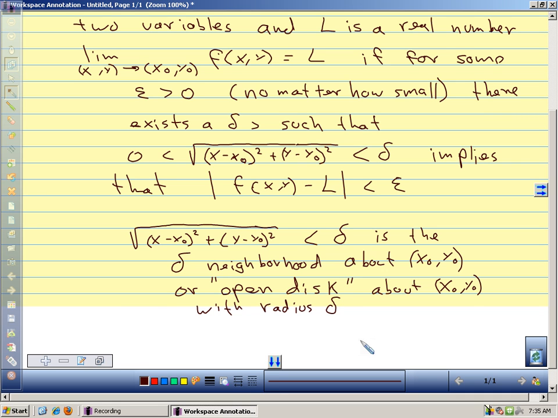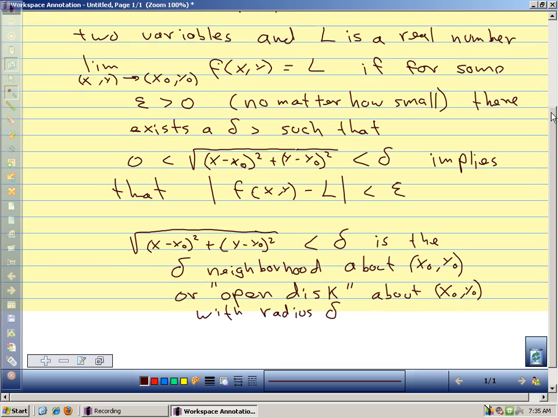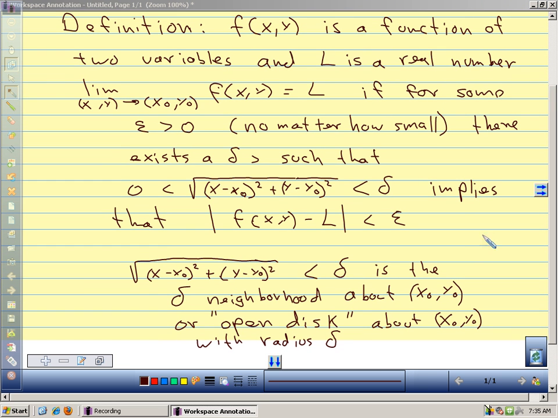And the idea of an open disk or a delta neighborhood, if you study analysis at all, analysis is what makes all the theorems that we talked about in calculus rigorous. This idea of an open disk or a delta neighborhood really plays a central part in that. So let's draw a picture and see what this means graphically. We know what our definition of a limit is. It's the same as the one we use in single variable calculus. Let's look at a picture.